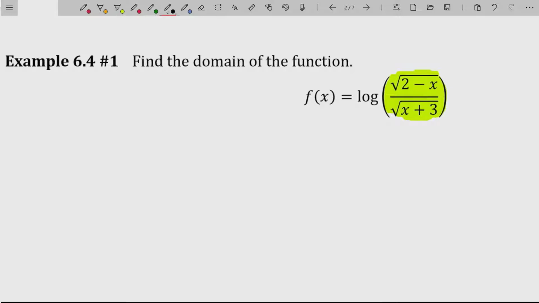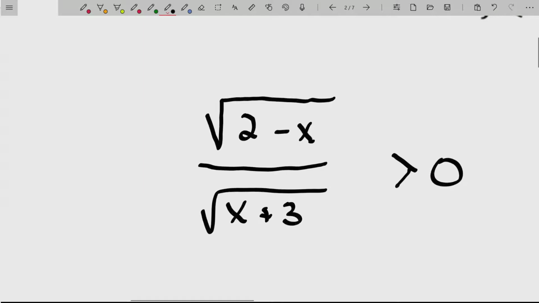First thing I would note here is that we require the square root of 2 minus x divided by the square root of x plus 3 to be greater than 0. We completely require that. Now, again, these are square roots. They're only going to return positive values. Well, I should say they're only going to return positive or zero values. So for the most part, this inequality will be satisfied as long as x can be plugged into those radicals. So we have to figure out, what can x be within those radicals?